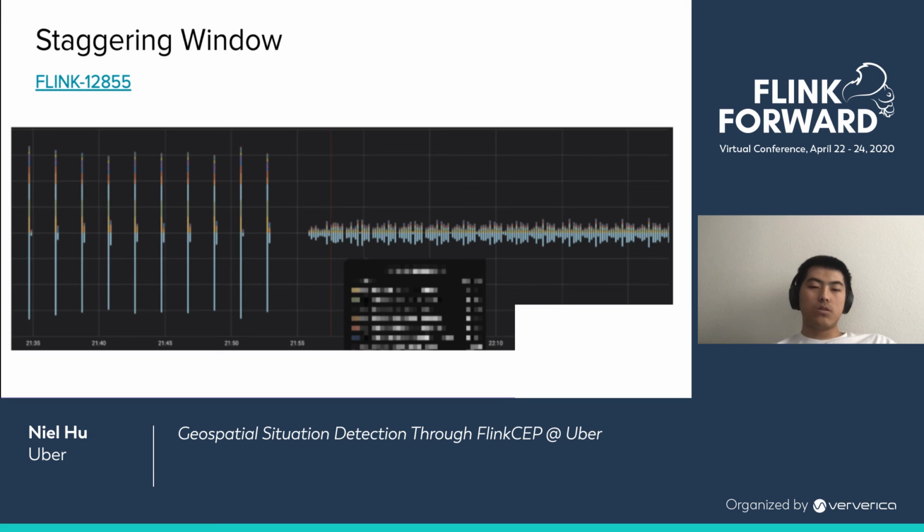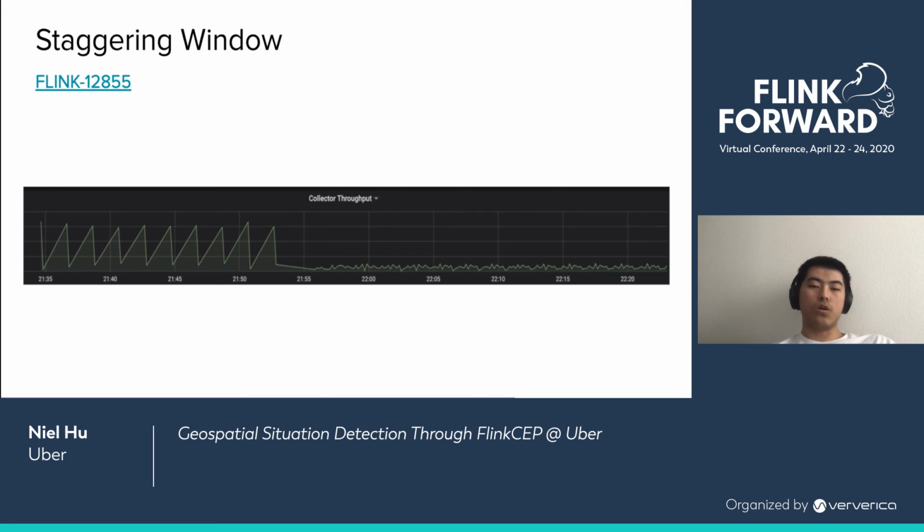The result is pretty straightforward, as we can see on this graph: the peak workload greatly reduces because we simply offset the windows, offset the panes, and redistribute the workload across time. The workload becomes smoother. Also, the throughput becomes smoother.